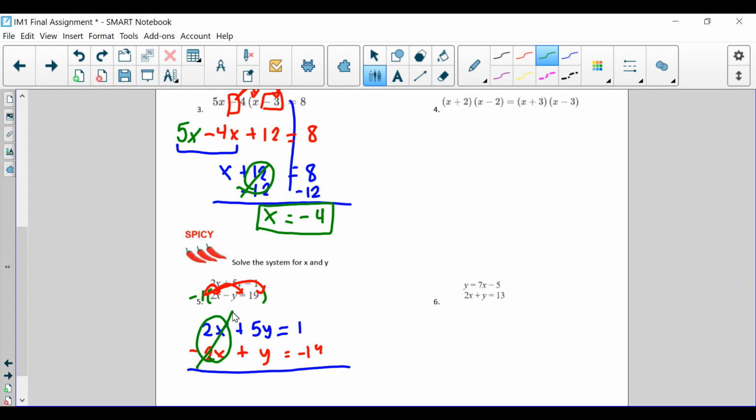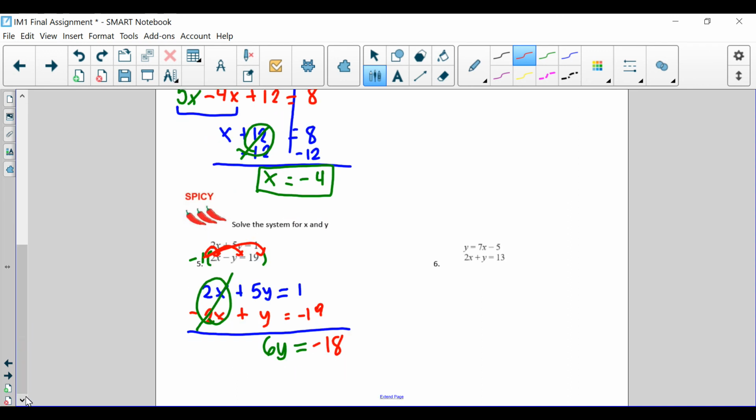We end up getting here 5y plus y is equal to 6y. Then we go 1 plus negative 19, which is negative 18. Then we're going to go ahead and divide by 6. And we get y is equal to negative 3.